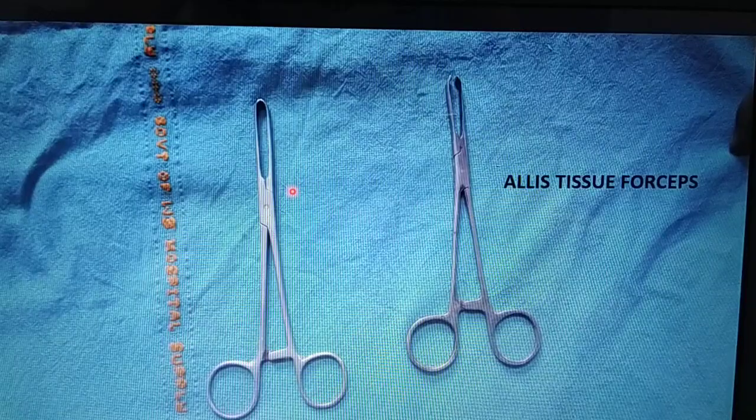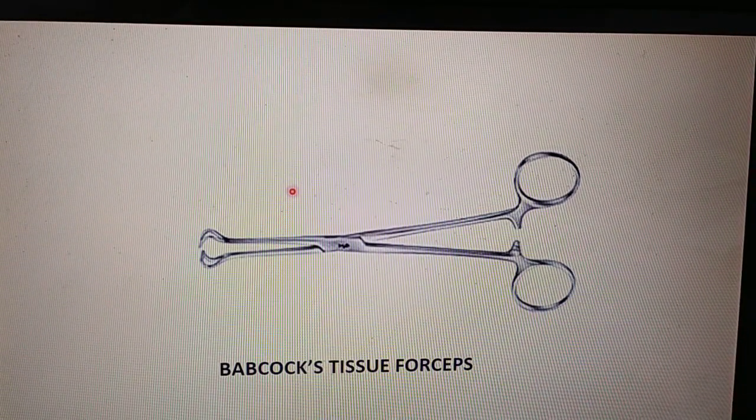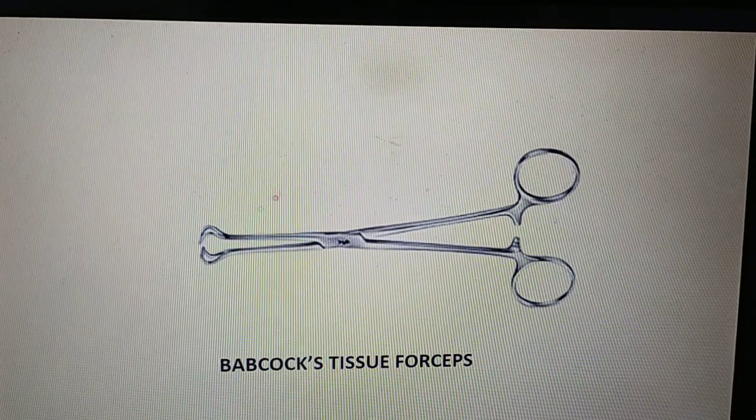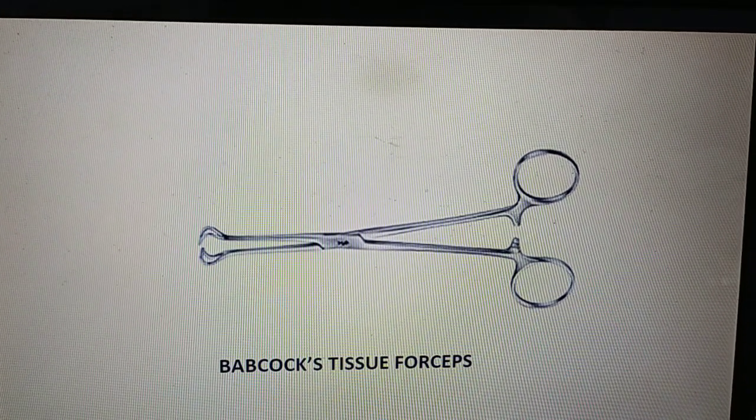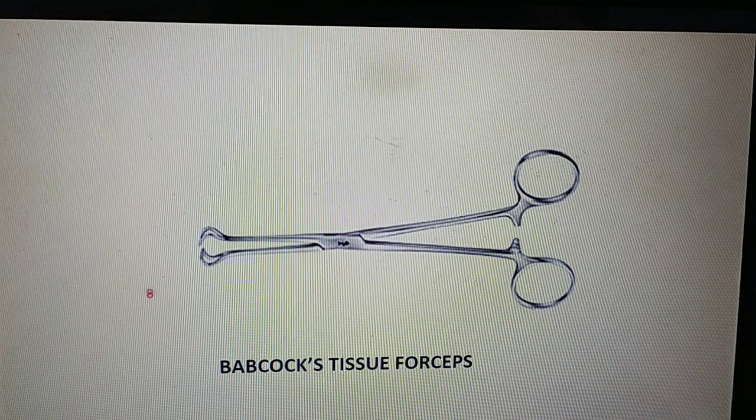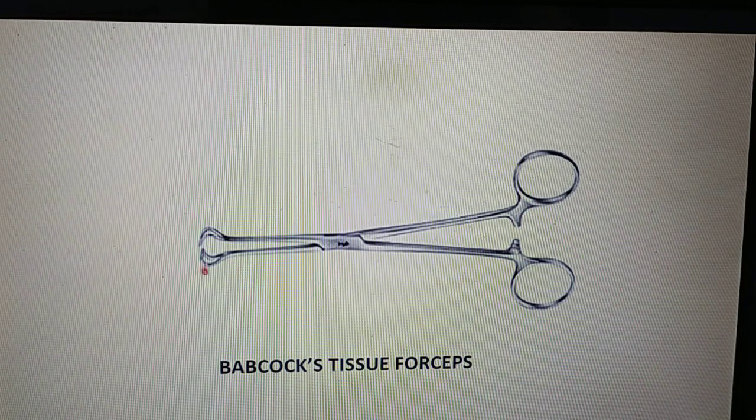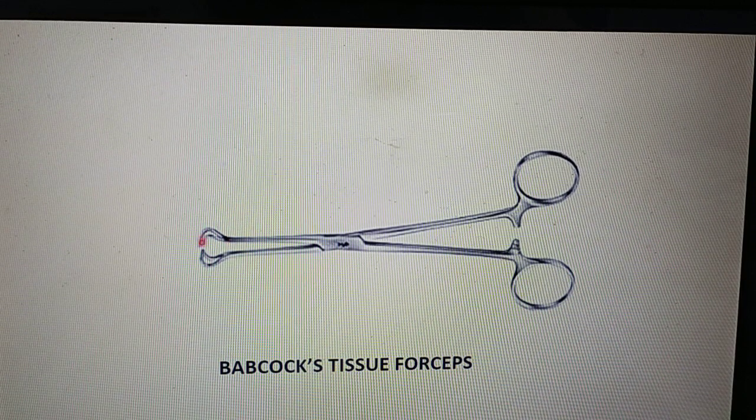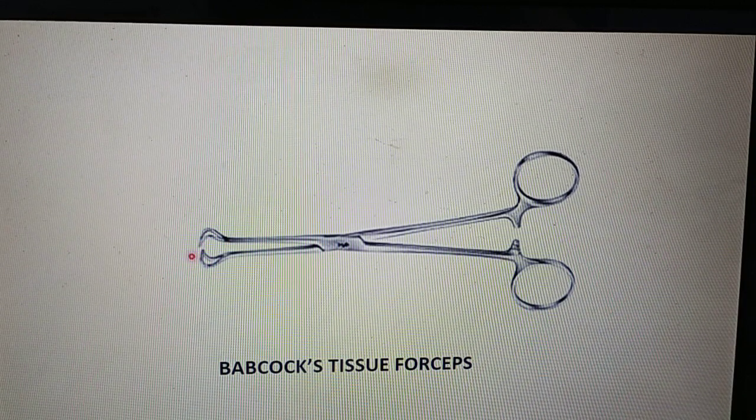Next instrument is Babcock tissue forceps. So this is Babcock's tissue forceps. This is a light instrument. The terminal part of the blade is curved and fenestrated. The tip is provided with a ridge in one blade and a groove on the other.